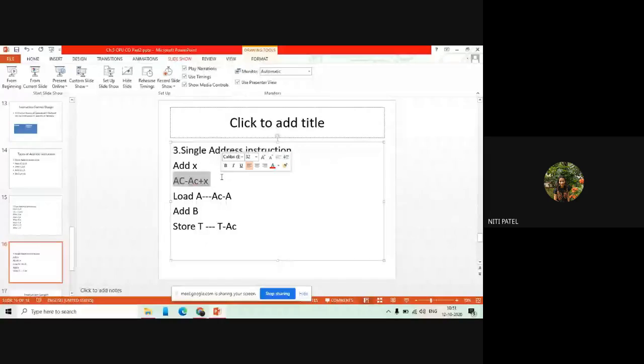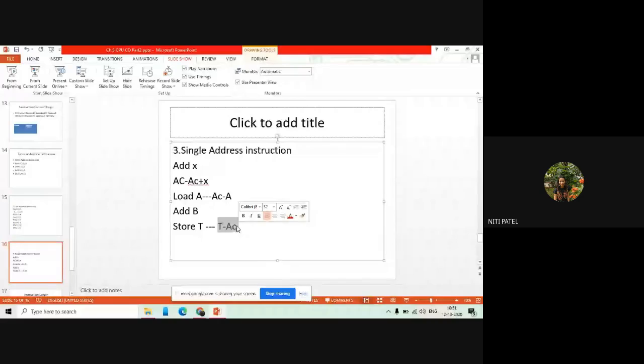What is the next instruction? Load A. Since I have only one operand here, it is called a single address instruction. How do I read this? Load the contents of A into the accumulator. Again, how will I read this? Add B: add the contents of B with the contents of the accumulator and store the result in the accumulator. How do I read this? Store T. Why again single address? Because I have only one operand, called T. So how do I read this? Store the value of the accumulator in T.